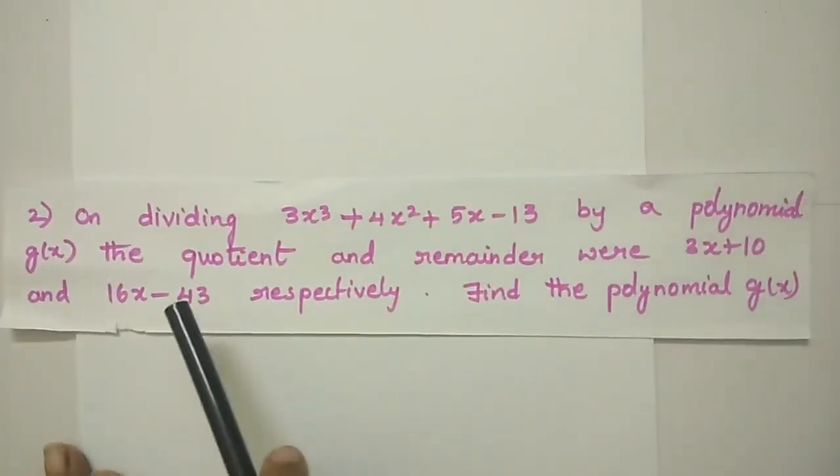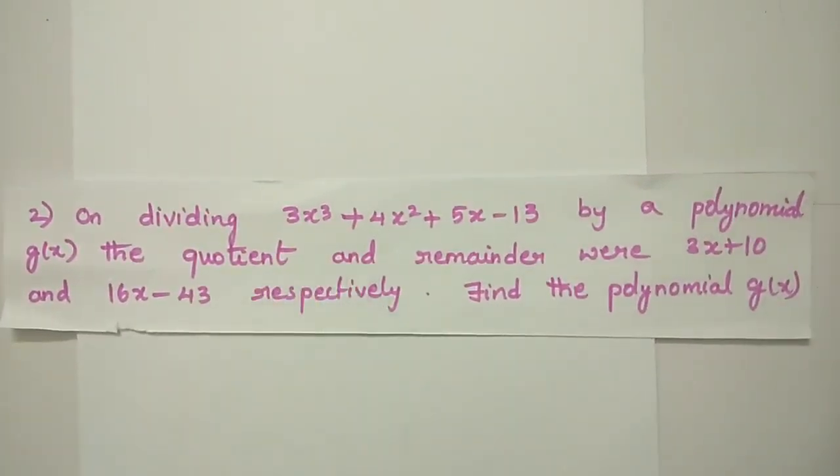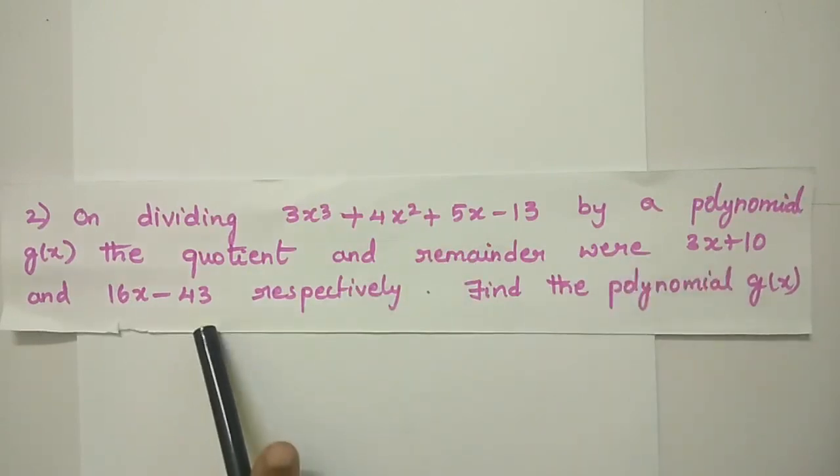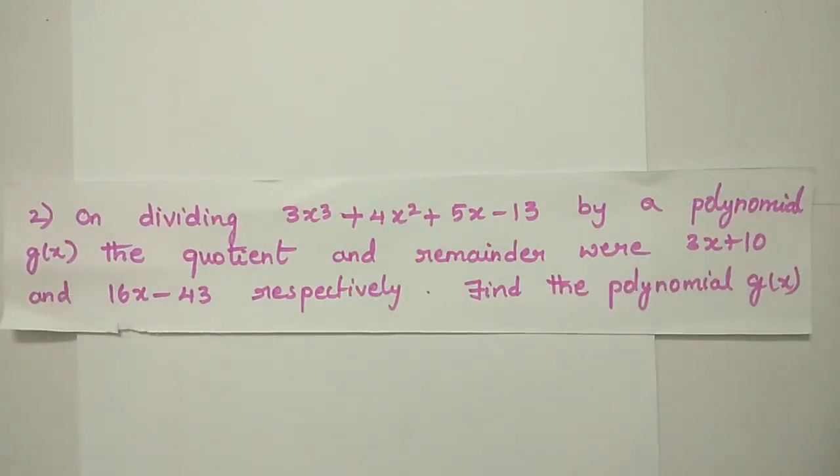The second problem is on dividing 3x cube plus 4x square plus 5x minus 13 by a polynomial g of x. The quotient and remainder were 3x plus 10 and 16x minus 43 respectively. Find the polynomial g of x. So they have given the polynomial, the quotient, the remainder and they asked to find the g of x.